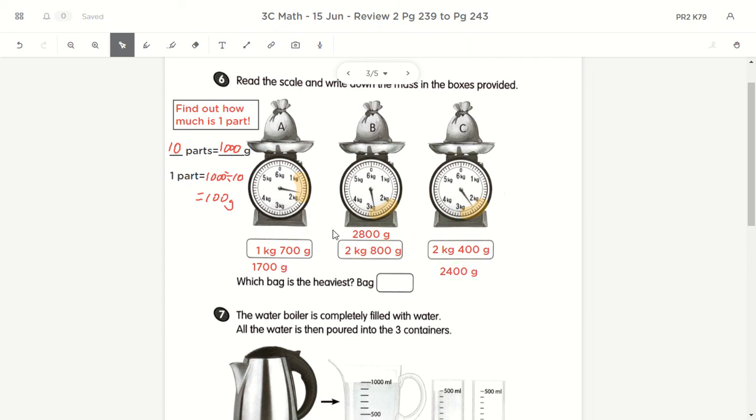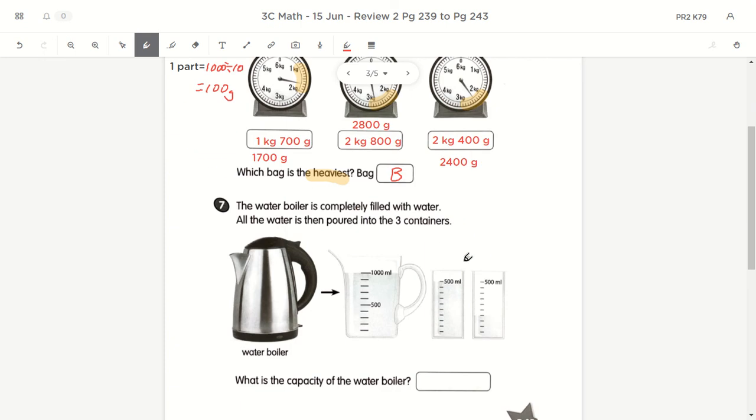So all you need to ask yourself is, you want the heaviest. Of course, heavier must be B, because it's 2 kg 800 grams. The nearest to it is 2 kg 400 grams, which is lesser.